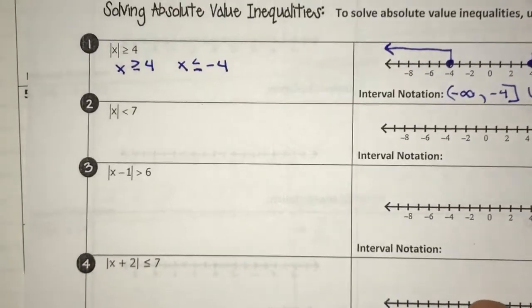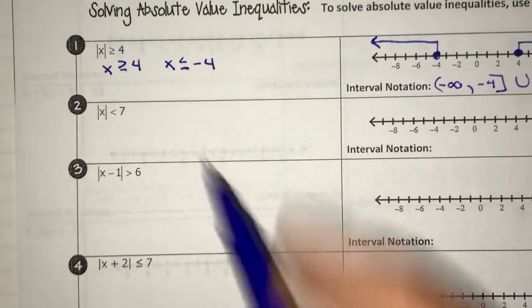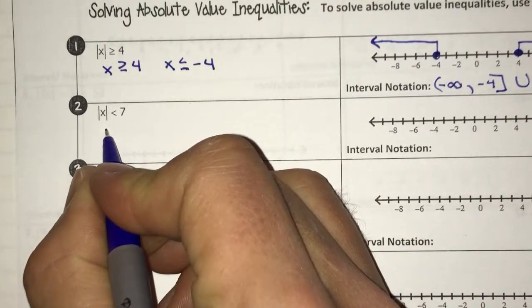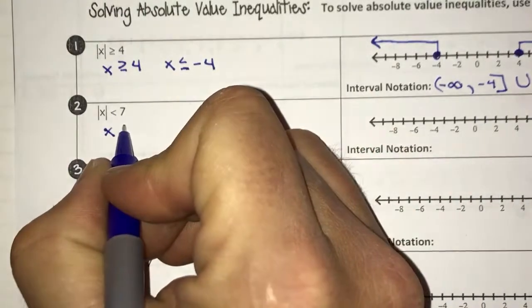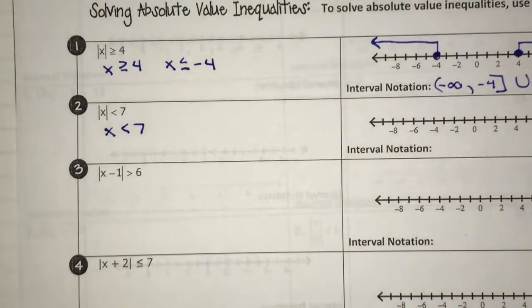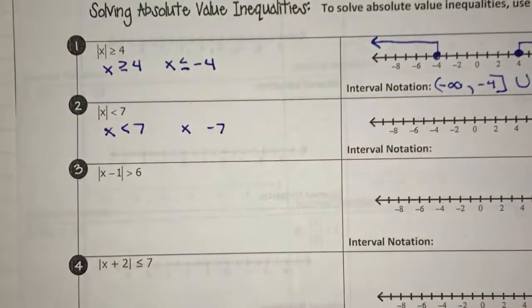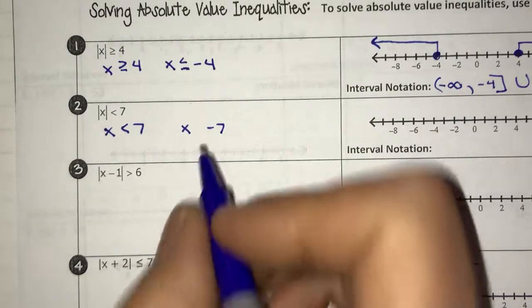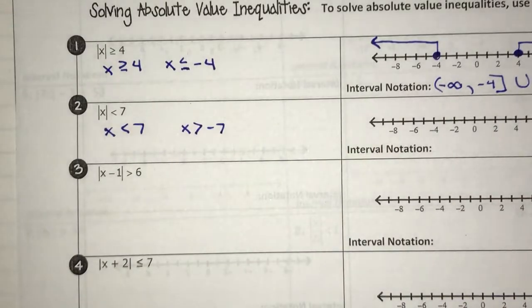Okay, number 2. X is less than, so now I know my graph's going to go towards. Just bring down exactly as you see it, and then on the other one, make it a negative 7. And what else? Flip the sign. Very good. So now the alligator eats the x.